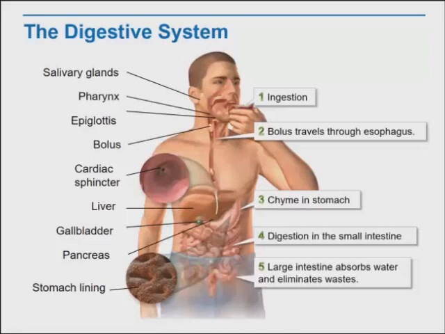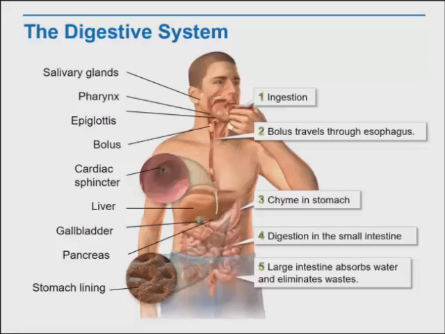Next, the bolus travels from the mouth to the stomach via the esophagus. Food is squeezed through by peristalsis. The epiglottis prevents the bolus from traveling down the wrong tube to the lungs rather than to the stomach. Muscle contractions produce a churning motion that breaks up food and forms a liquid mixture called chyme.